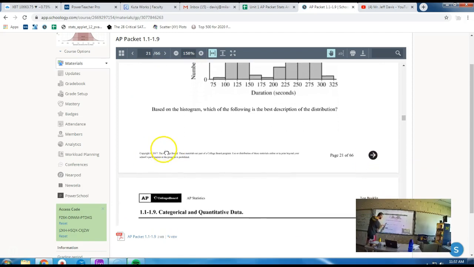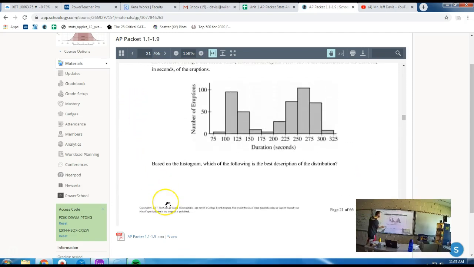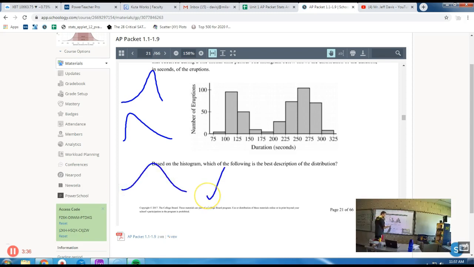24, which of the following is the best description of the histogram? So what I've got here, and I haven't looked at the answers yet, but we get a few shapes that are going on in this. So this is skewed left. That's skewed right. That's approximately normal. That is bimodal. So the mode is like a peak, and you've got two peaks. So you've got two modes.